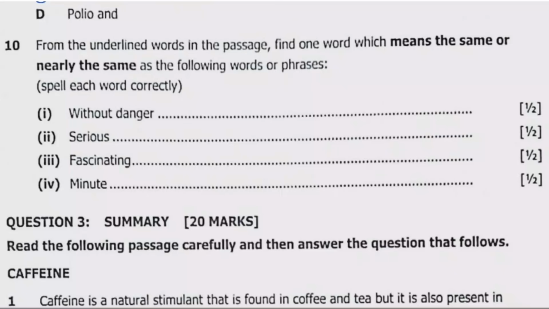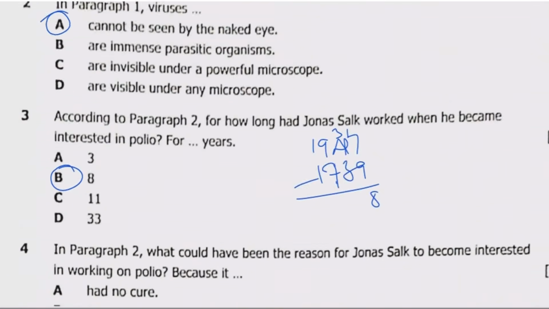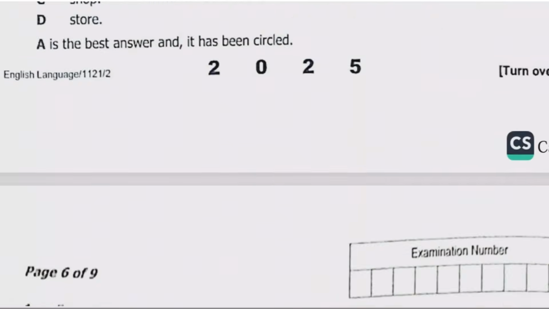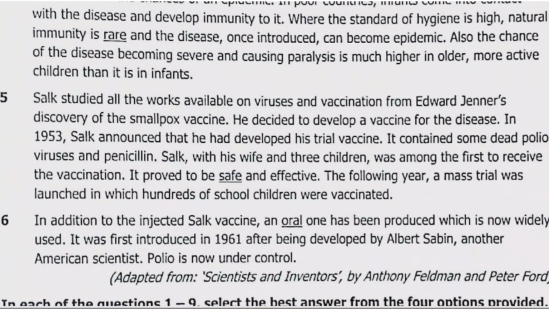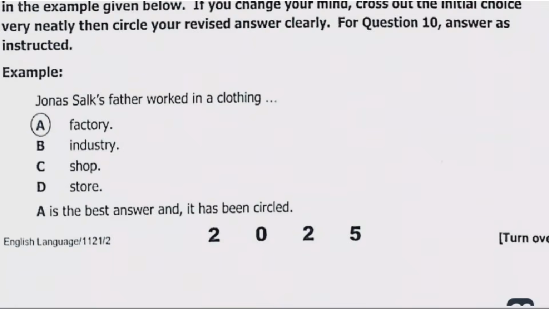Okay, so let's go and hunt for this. So we are looking for a word meaning without fear, without danger. Without danger means when there is no danger, it's safe. So let's look for the word safe first. If we find the word safe, then that's okay. Absence of danger, that is safe. Okay, it's here in paragraph 5. It proved to be safe and effective. So the correct answer there is safe.